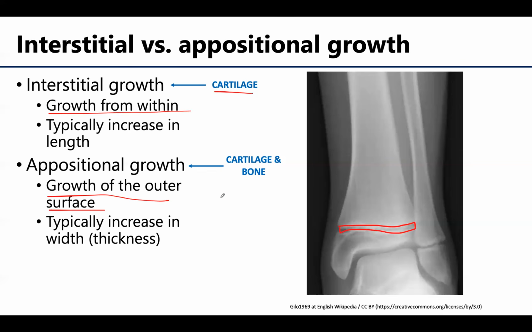Bony appositional growth occurs by intramembranous ossification at the bone surface. So those osteoblasts in the internal layer of the periosteum are going to deposit tissue on the bone surface that will calcify or harden and become trapped as an osteocyte. And eventually this will form those circumferential lamellae that surround the entirety of the bone.